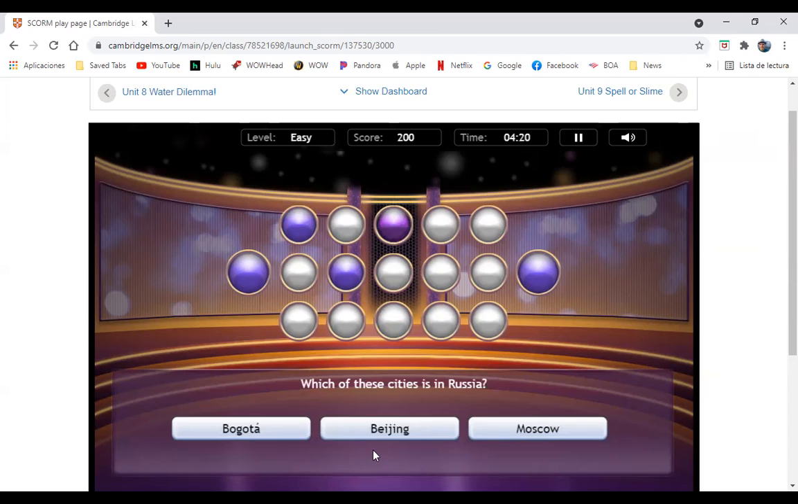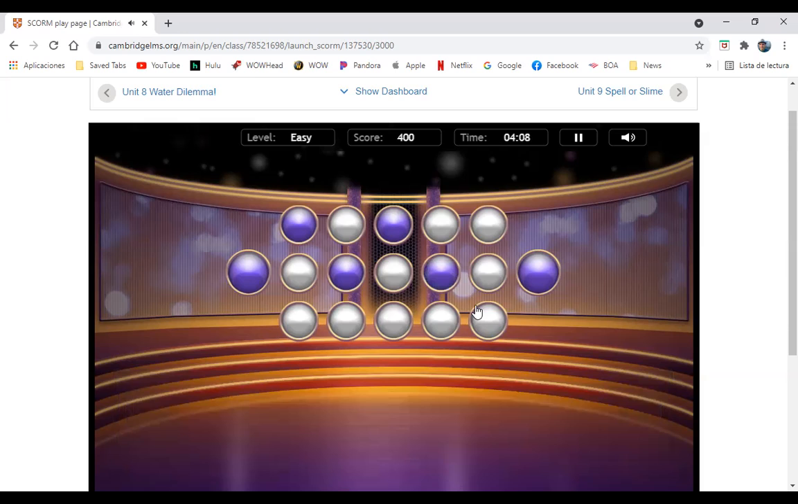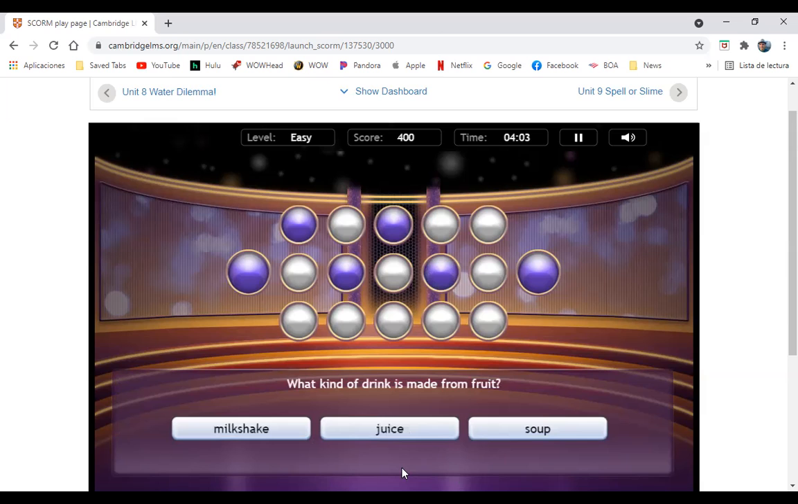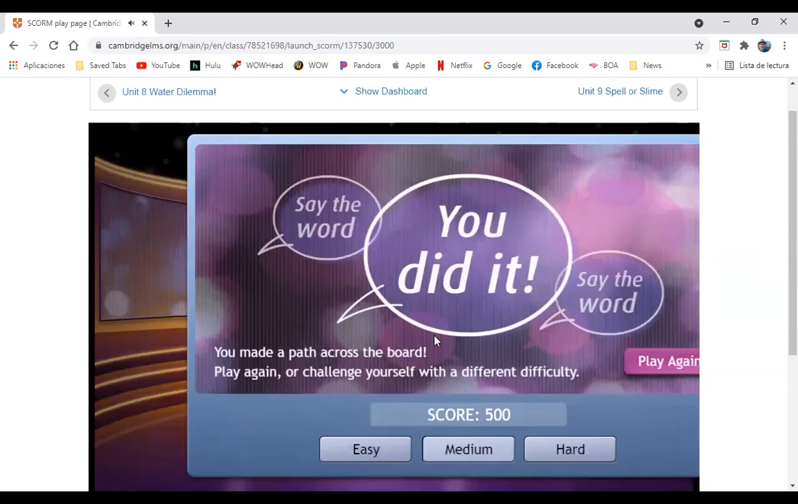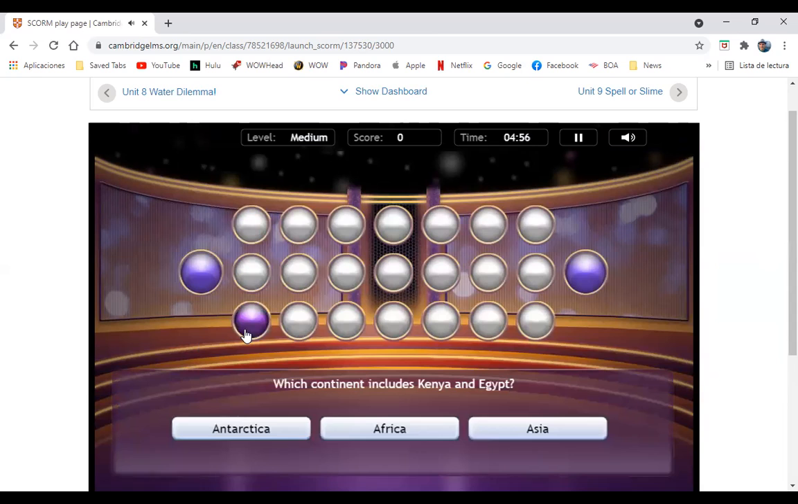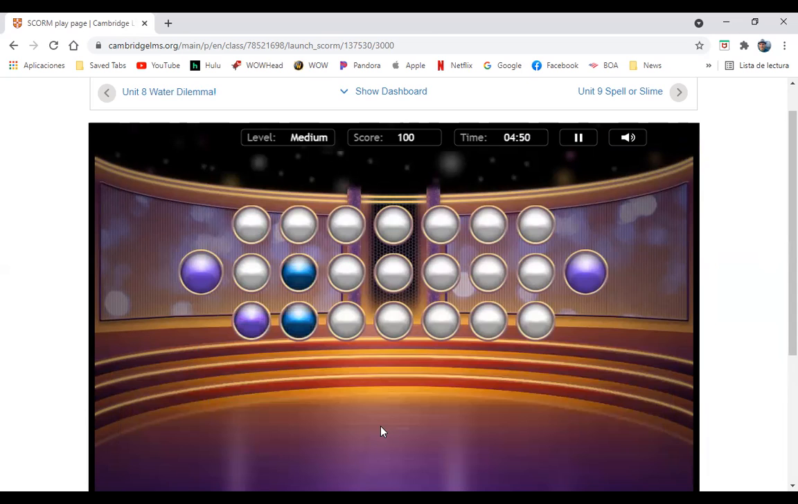Something that lets people move across a river. Bridge? Bridge. Excellent. Yes. Excellent. You're fast. Which continent is Egypt in? Africa. Egypt, yes.